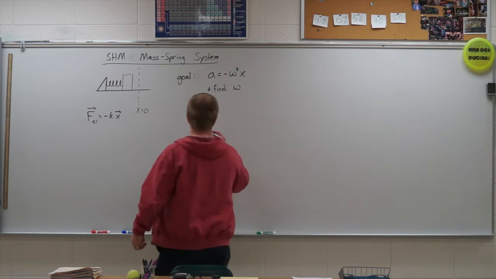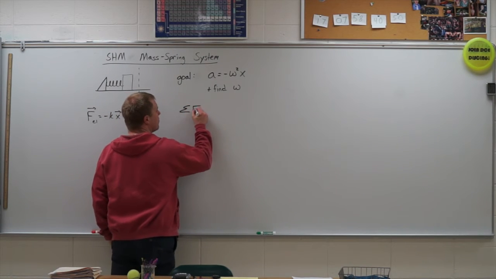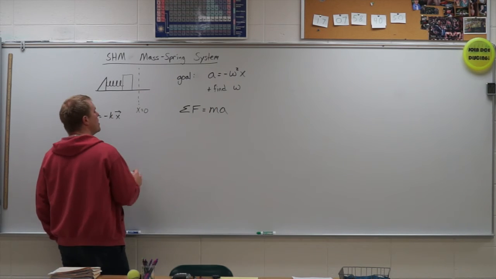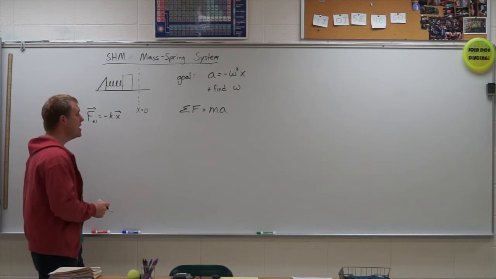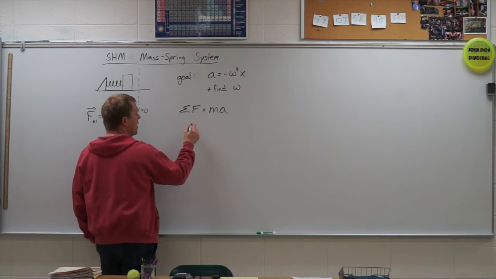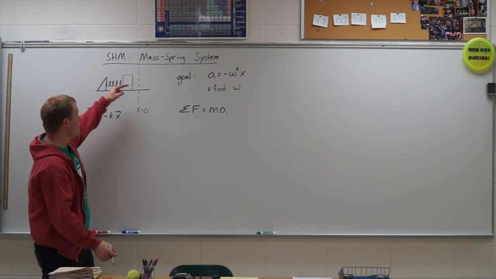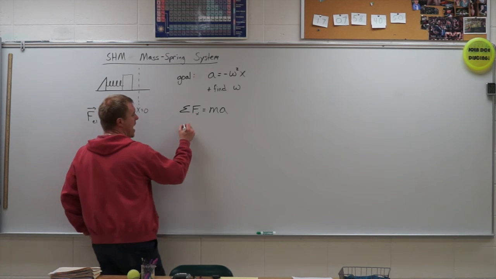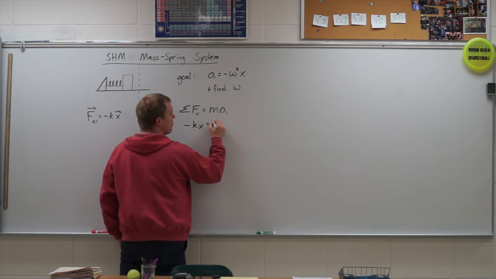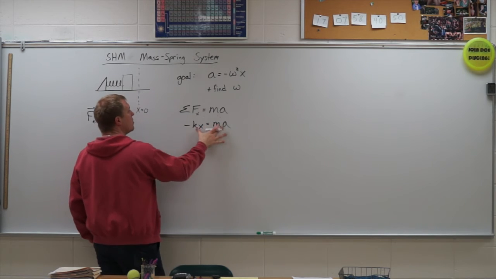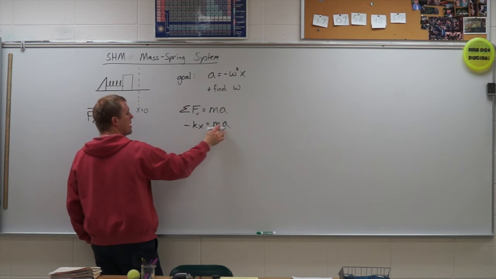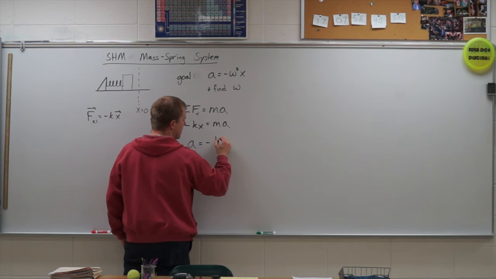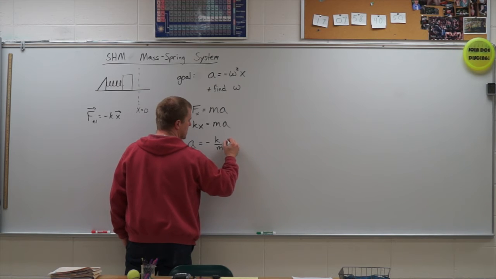Let's set this up. The first thing we're going to do is sum up the forces, and we're going to set it equal to ma, because that mass is going to be accelerating any place there is a force. The only force acting on it in the x direction here is the elastic force, so negative kx is equal to ma. I'm getting close to the format I want, so I'm going to move this m over. And so I get my acceleration is equal to negative k over m times x.